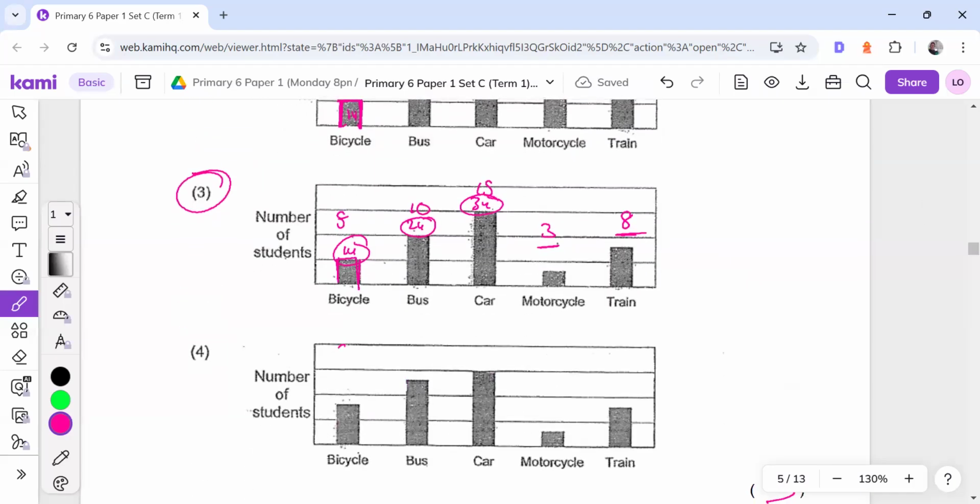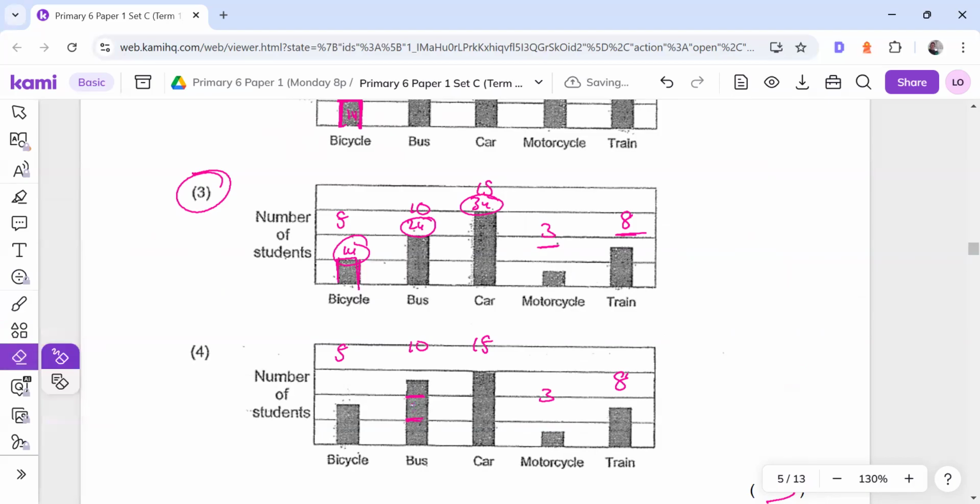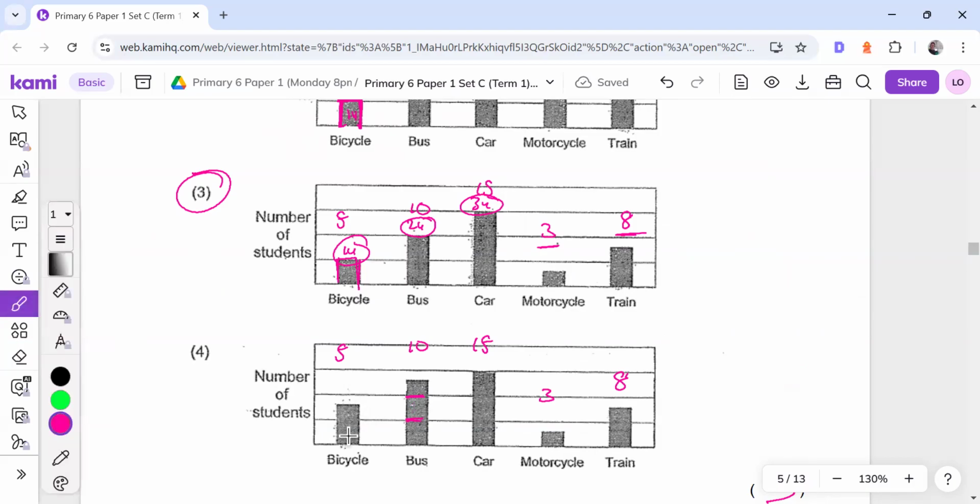Oh, number 4. 5, 10, 15, then 3, then you got 8. Again, you can see that the bus is what? This is more than 2 units already, right? The bus is actually more than 2 units, and the bicycle is more than 1 unit. So the numbers here don't match, because it doesn't match, right? So that's why we are not sure. Okay, so number 4 is out.